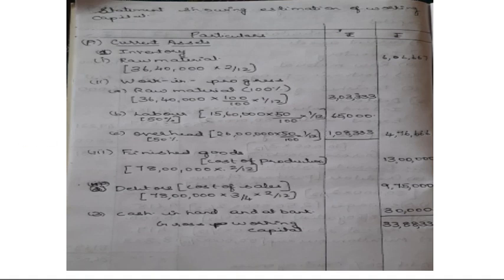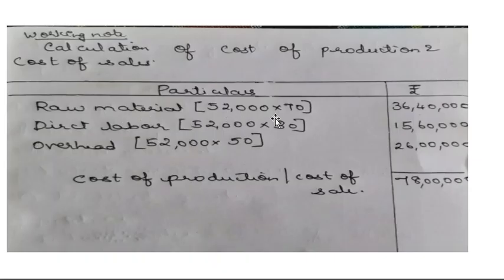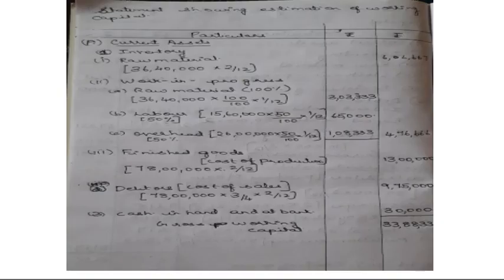We have already calculated. See the working note: raw material 52,000 into 70, 36 lakh 40,000. So for the calculation we will take 36 lakh 40,000. It is mentioned in the problem, the stock is of 2 months.